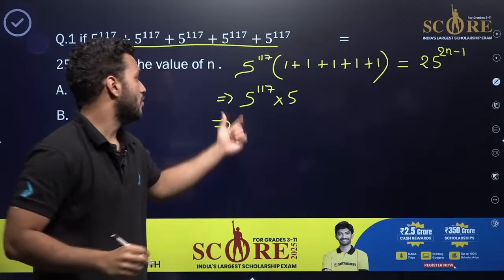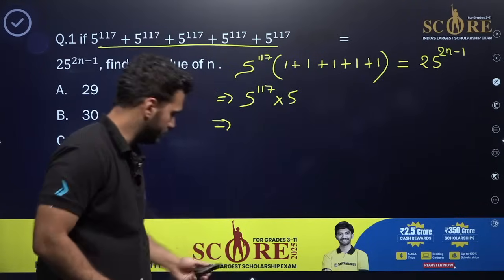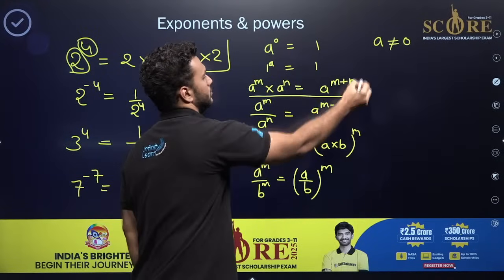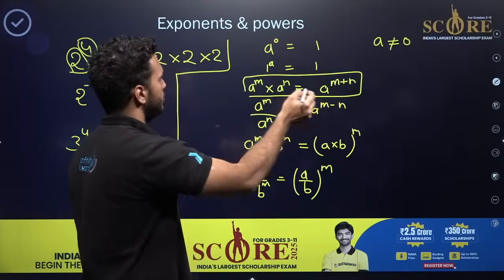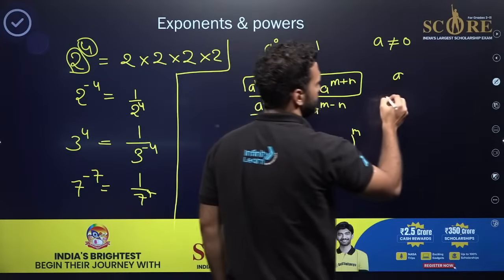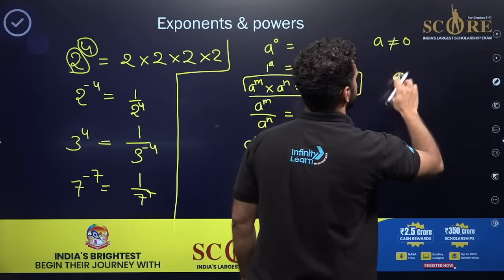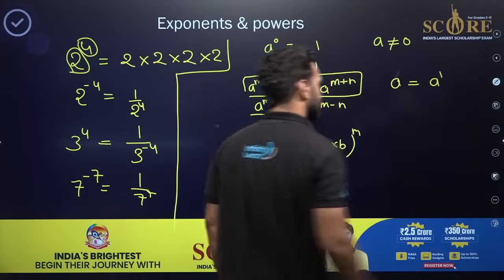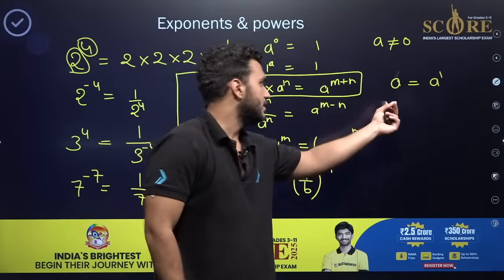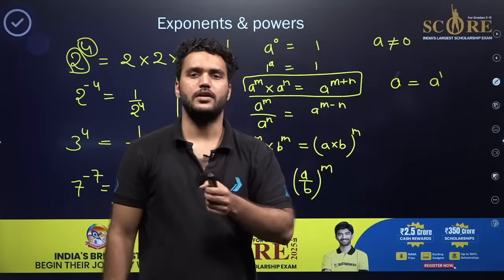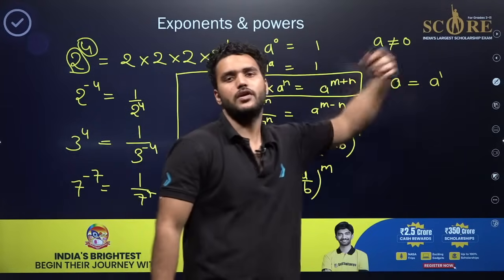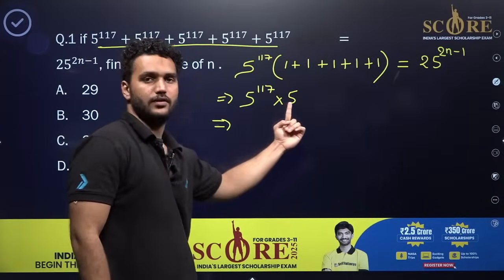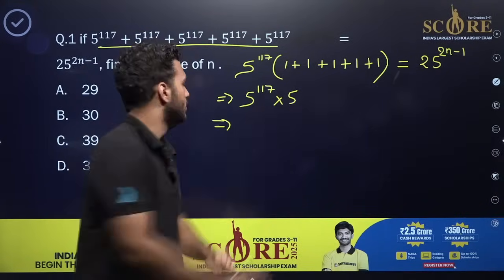Okay, sir. Now apply the exponent rules. See this rule. And one more thing I wanted to share with you: if there is written a, then a to the power 1 is equal to a. If there is written any number, let's say 5, 2, 7, we can write it this way, 5 to the power 1. So here in our question, we have power 117 and here we have power 1.